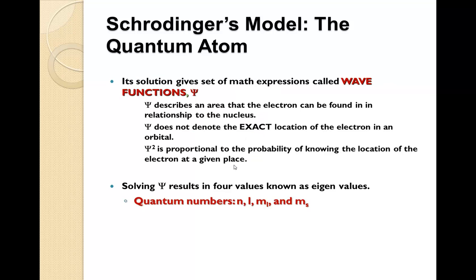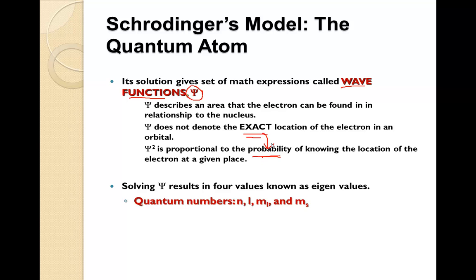This solution gives a set of mathematical expressions called the wave functions. Once again, there's that psi. Psi describes the area that the electron can be found in relationship to the nucleus. Psi does not denote the exact location of the electron in an orbital. Psi squared only gives the probability of knowing the location of the electron. So not the exactness, but the probability, the likelihood.